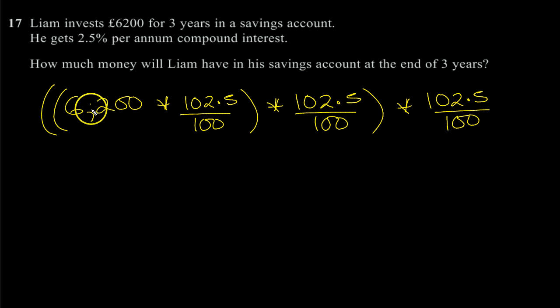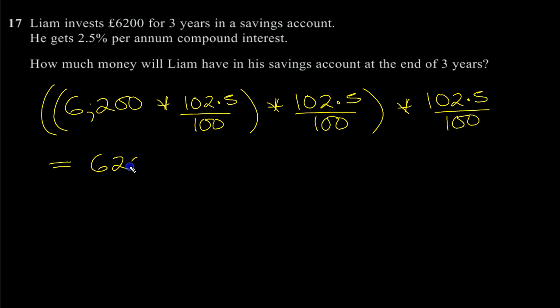So at the end of the first year, it was 102.5% of this. That's how much he had. Then the end of the second year is 102.5% of what he had at the end of the first. So here's the end of the second. And then that money is saved for another year, and at the end of the third year is the amount he started with at the beginning of the third year times 102.5% to get the money at the end of the third year. Okay, so we just need to work that out then.